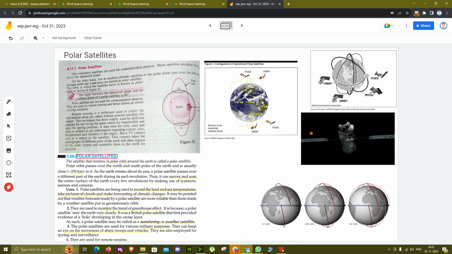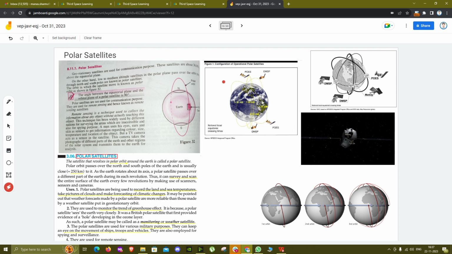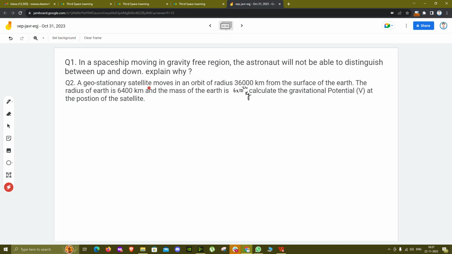I hope you have understood both the satellites and their differences. Last but not the least, these are the two questions that I would like you to try. Question 1: in a spaceship moving in a gravity field region, the astronaut will not be able to distinguish between up and down. Let's say in a satellite like the International Space Station, ISS, if you are in that, you won't be able to distinguish between up and down.